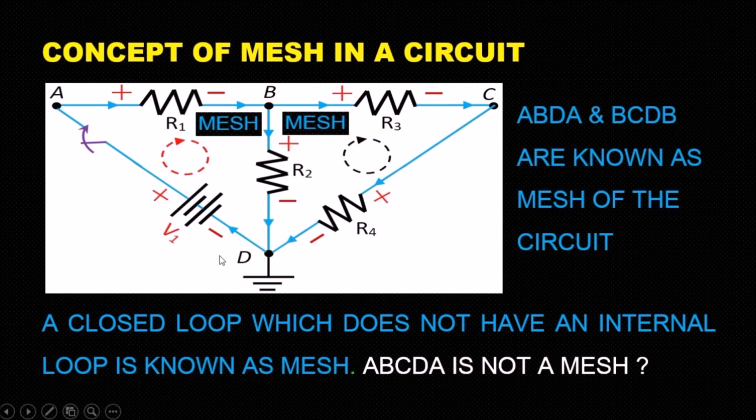Now let us see the concept of a mesh in a circuit. A closed loop which does not have an internal loop is known as a mesh. In this circuit, ABDA and BCDB are meshes of the circuit, whereas the bigger loop formed by joining A, B, C, D and A is not a mesh. We will see the reason in the next slide.